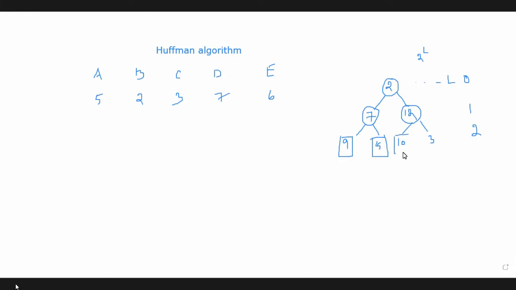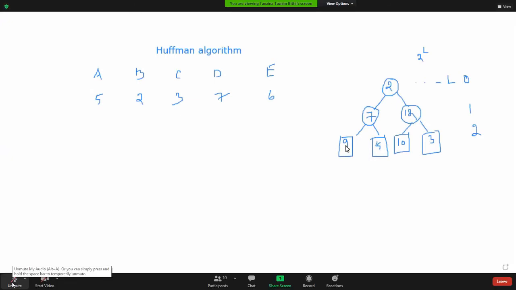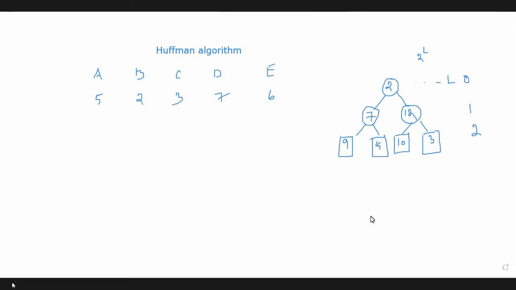Okay, so now look at this tree. How many levels did we use? 3 levels, and the first level is 0, 1, 2, and each level has exactly 2 to the power L nodes. So these are our internal nodes and these are external nodes. In a 2-tree, we know that there is a relationship between the number of internal nodes and the number of external nodes. What is the relation? Number of external nodes equals number of internal nodes plus 1.